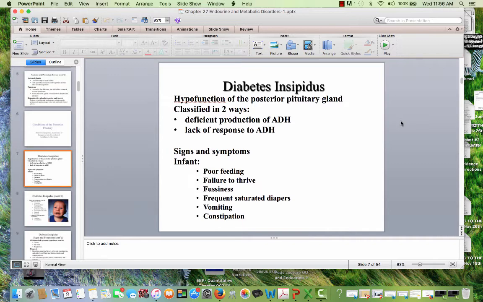Now, there's two forms: the central or neurogenic diabetes insipidus, where the production of ADH is insufficient, and then there's the nephrogenic diabetes insipidus, which usually occurs when the kidneys fail to respond to appropriate levels of ADH. Now, there can be a combination of both forms, and there can be an abrupt onset and similar manifestations of both.